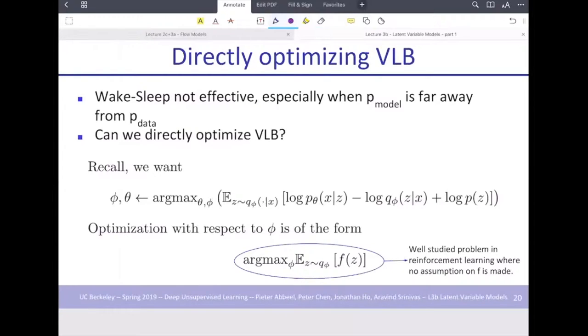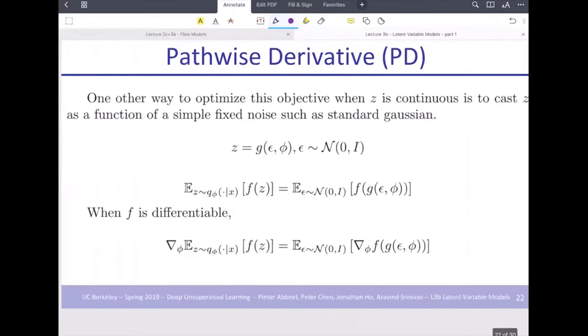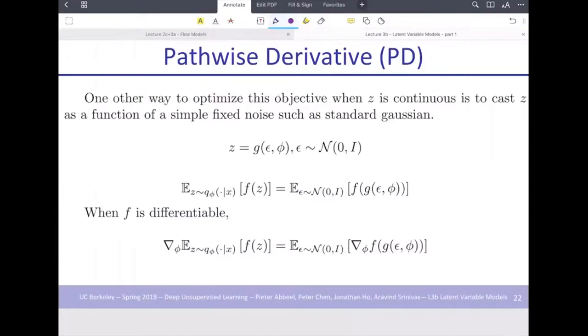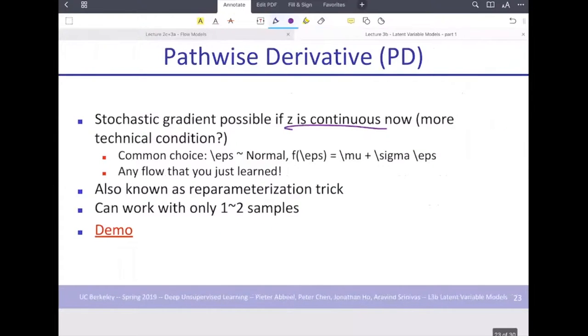And for the part about pathwise derivatives, in reading up, the more common term that you see is the reparameterization trick for variational autoencoders. If you just search reparameterization trick, you should find quite a few resources. The reason it doesn't work directly is that we need to backpropagate through a random node. Over here, we set Z to be continuous. I think that's the main part. If Z is continuous, then stochastic gradient, which means backpropagation, is now possible because of some technical conditions.